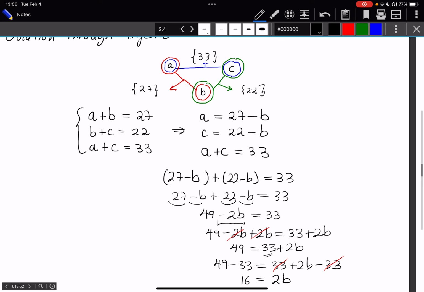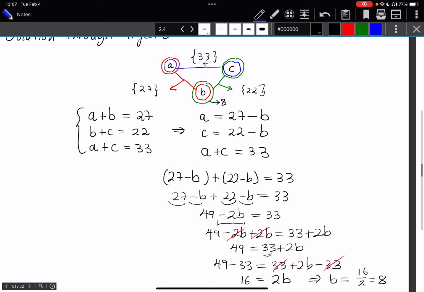And if 16 is twice a number, then that number should be 8. Or same thing, we divide both sides of the equation we just got by 2 and get that 16 over 2 is 2B over 2. So B turns out to be 8. So B is 8. So here we will have an 8.